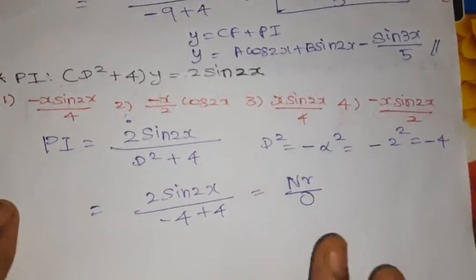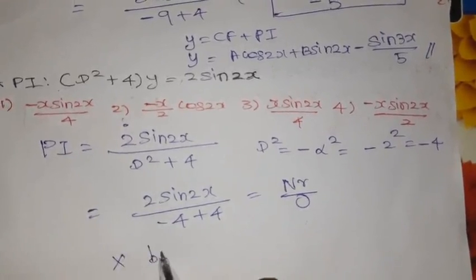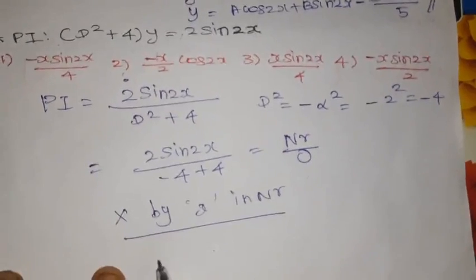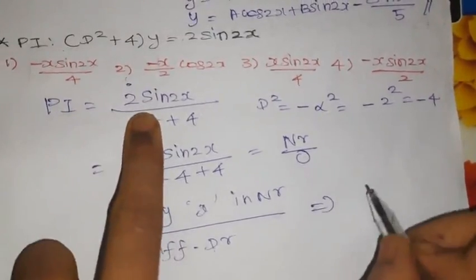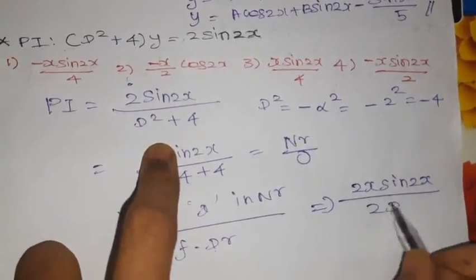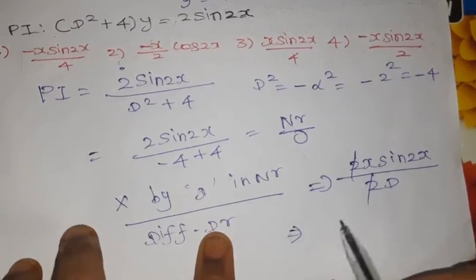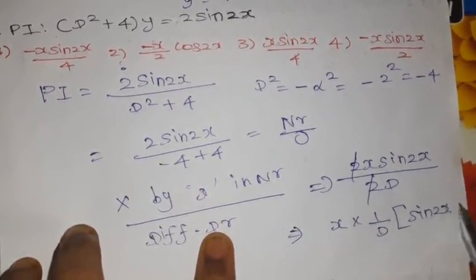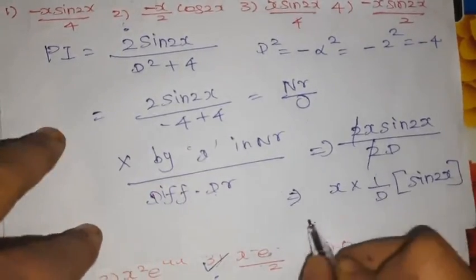Whenever we get the denominator as 0, what should we do? We do one simplification or shortcut. Multiply by x in the numerator and differentiate the denominator. So 2x sin 2x divided by the differentiated denominator 2D. Okay. So 2 and 2 get cancelled. Then here what is remaining? X into 1 by D into sin 2x. So 1 by D represents the integration. Okay. Integrating sin 2x, what will we get?